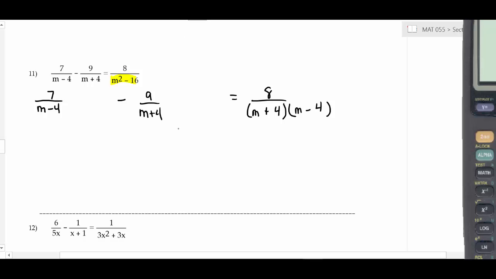Now let me ask you a question. If you wanted to get rid of an m plus 4, how do you get rid of an m plus 4? You multiply by it. So everything is going to have to be multiplied by m plus 4. You don't have any choice. But what else do you have to get rid of? M minus 4. How do you get rid of m minus 4? You multiply by it. So everything at the same time has to get multiplied by m plus 4, m minus 4.